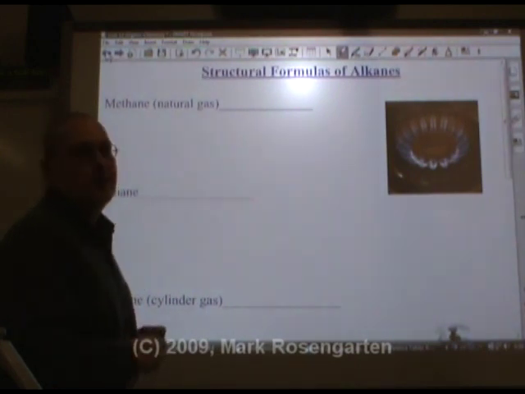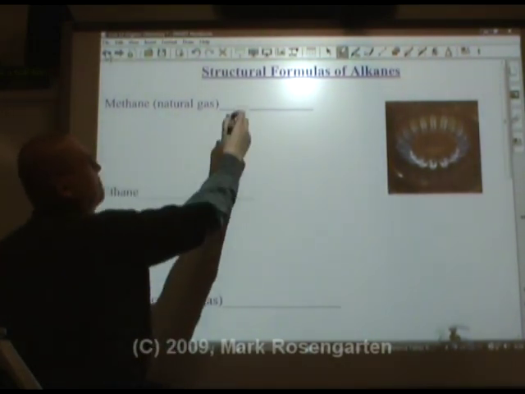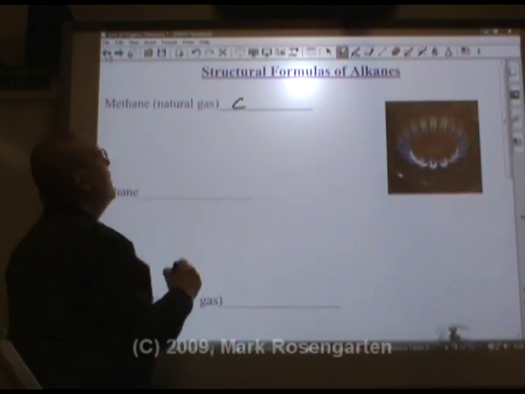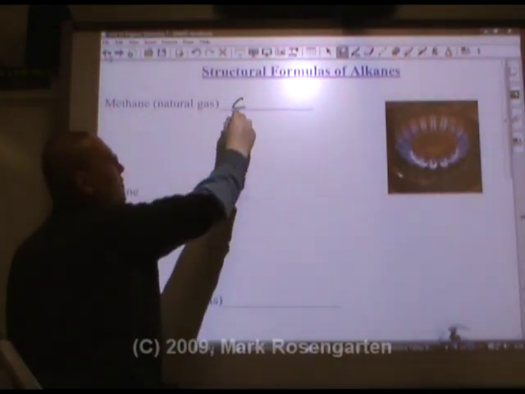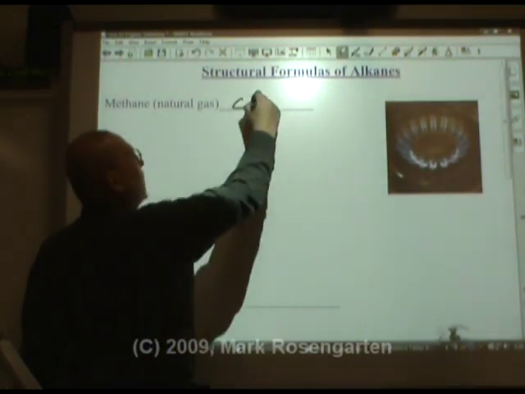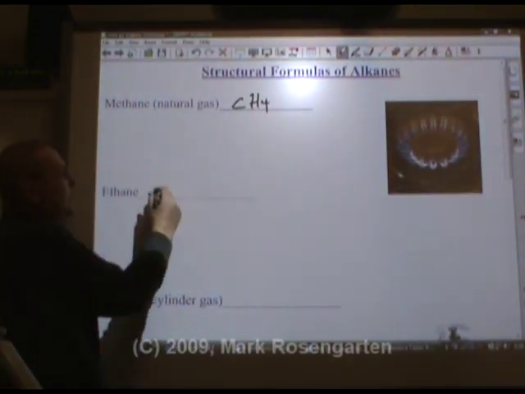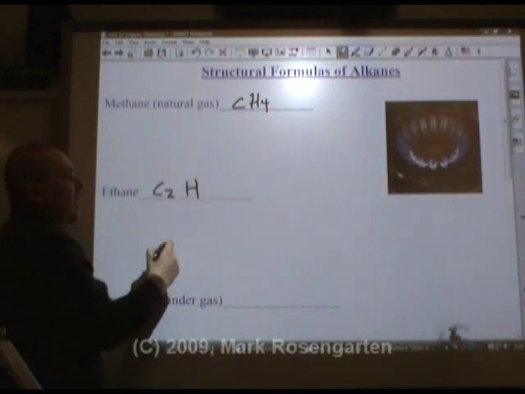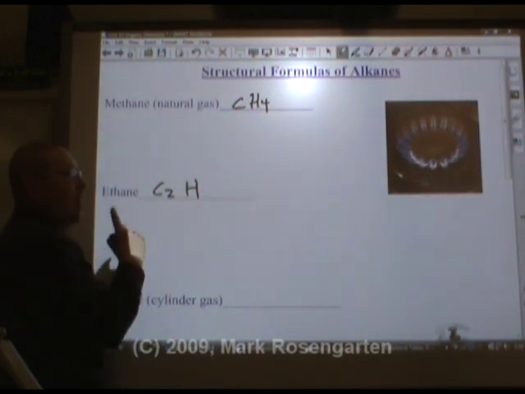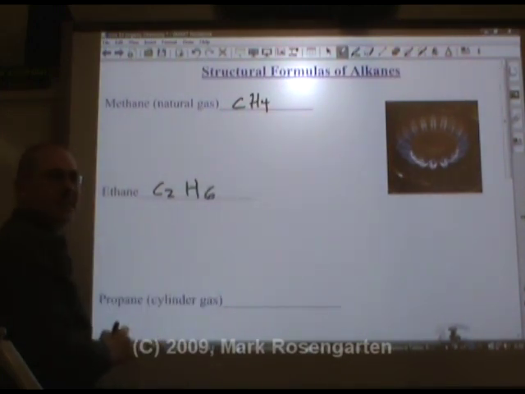So let's draw some structures for these. First of all, meth. Meth stands for one carbon. Methane: double that, you get 2. Add 2, you get 4, CH4. Ethane: eth means 2 carbons. To find the hydrogens, double 2 is 4, add 2 is 6.